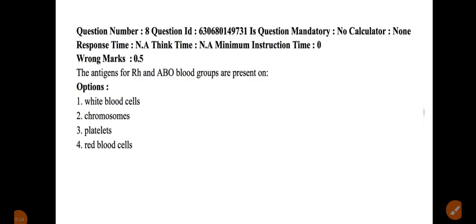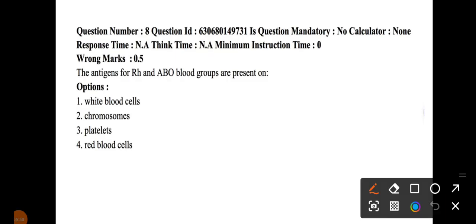Okay, the next one: the antigens for RH and ABO blood groups are present on, right? Here are the different options: white blood cells, chromosomes, platelets and red blood cells. Okay, now chromosomes will not be there, right? So what remains: WBC, platelets and RBC. So where are these antigens of the RH and ABO blood group system present? That is the RBC, right? Red blood cells, right?